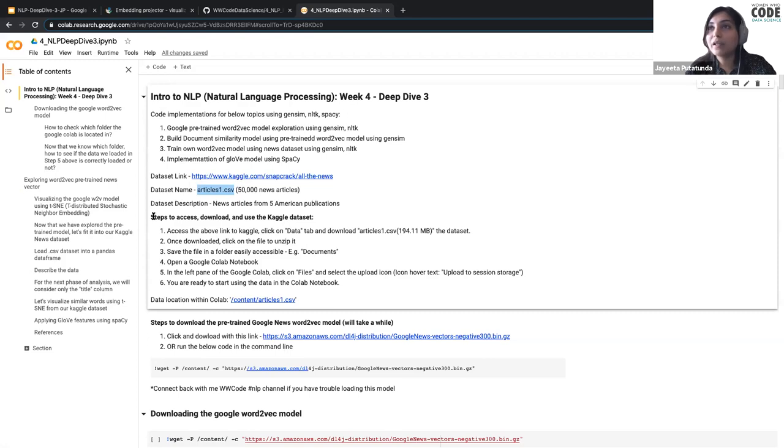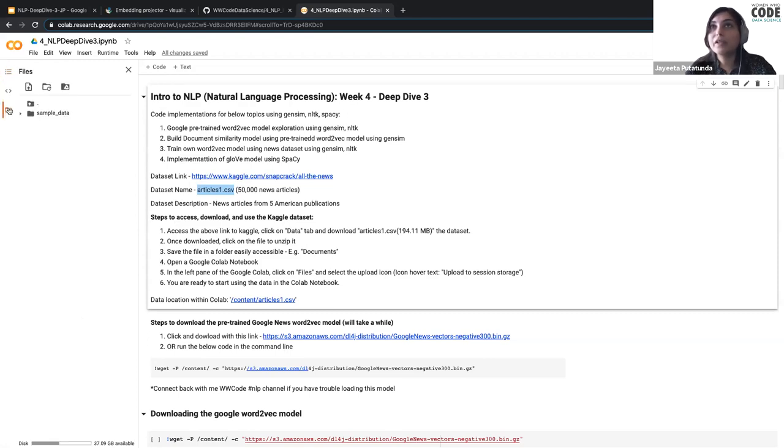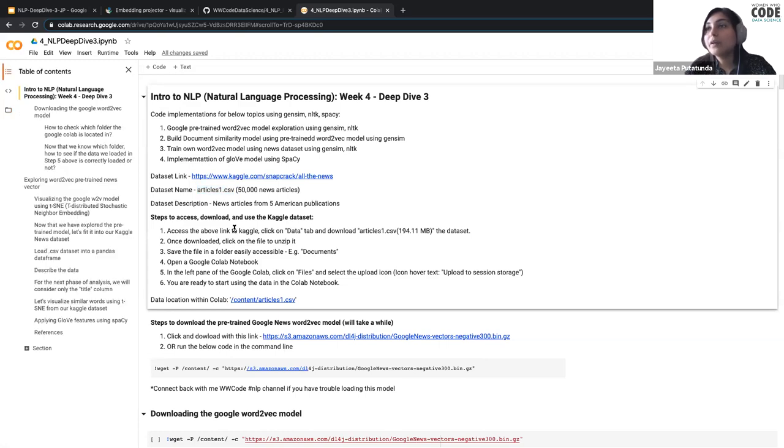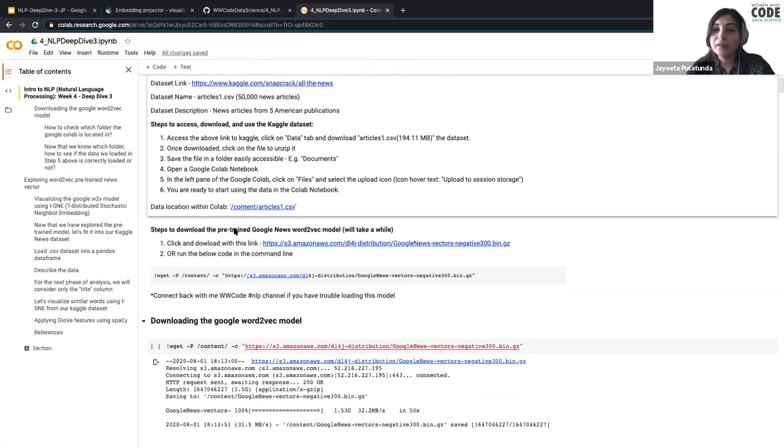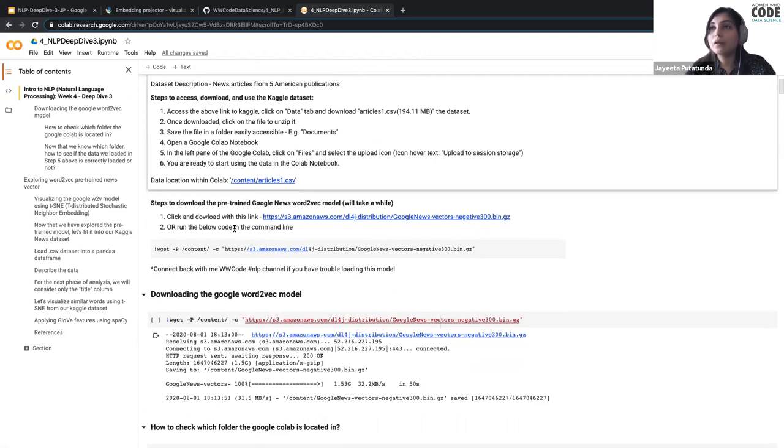If not, you can follow these steps and upload it into the left-hand section of this document here, upload to session storage, and your data will be here. Great. So there's one more additional thing that we need to do for this section's code, which is to download the pre-trained Google News Word2Vec model. It might take a while, but this is the procedure to run it.